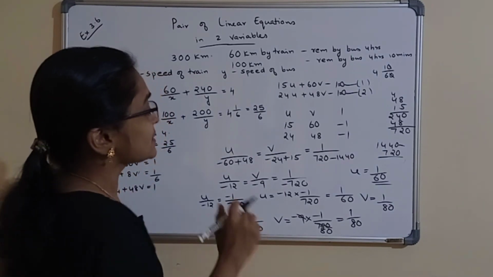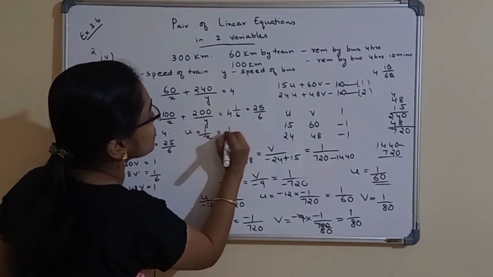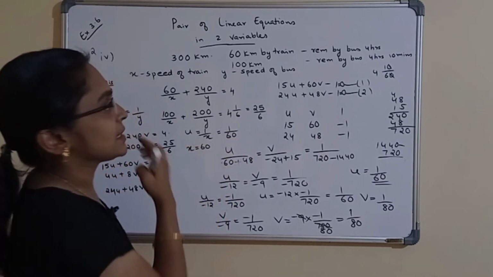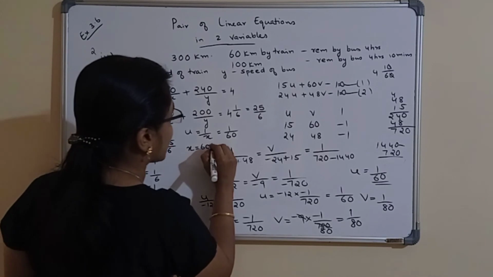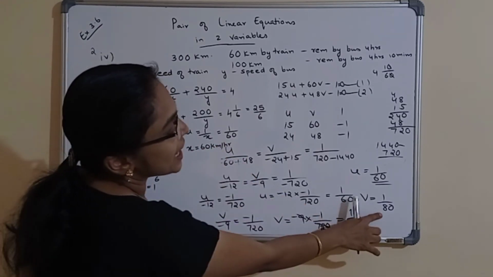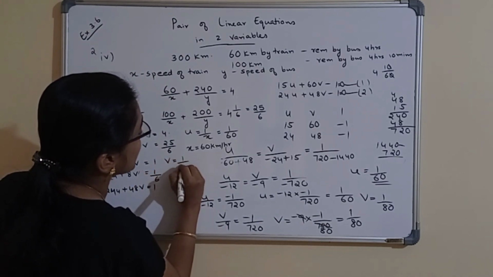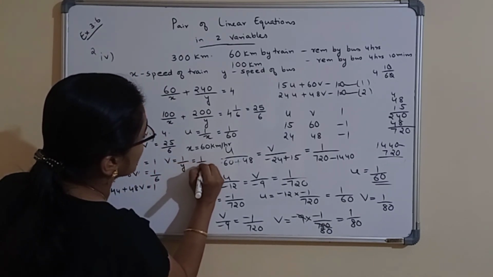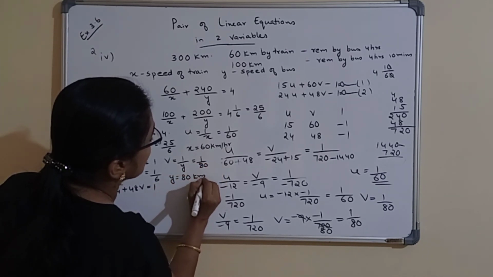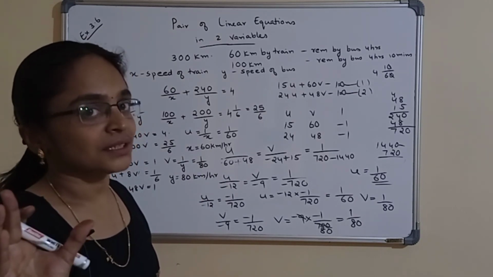Now we know that u is equal to 1 by x, which is equal to 1 by 60. So what is x? x is equal to 60. That is the speed of the train. Speed of the train is 60 km per hour. And for the speed of the bus, we have v equal to 1 by y, which is equal to 1 by 80. So y is equal to 80 km per hour. That is, the speed of the bus is 80 km per hour.